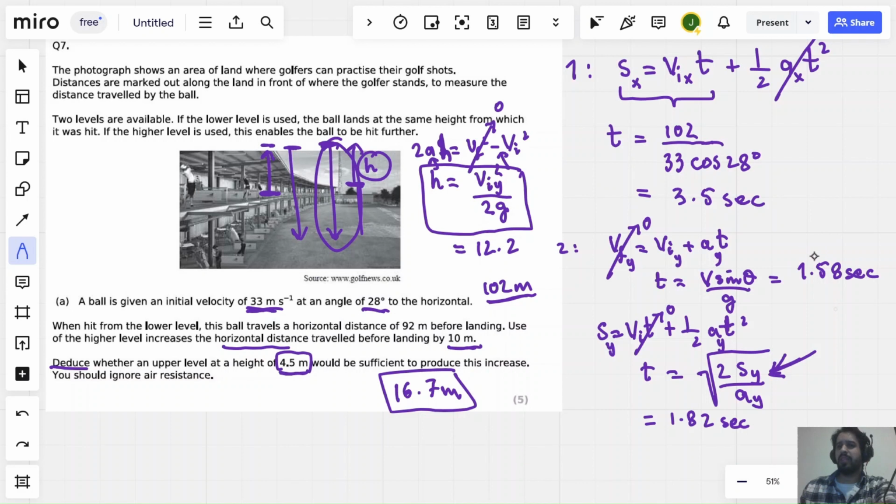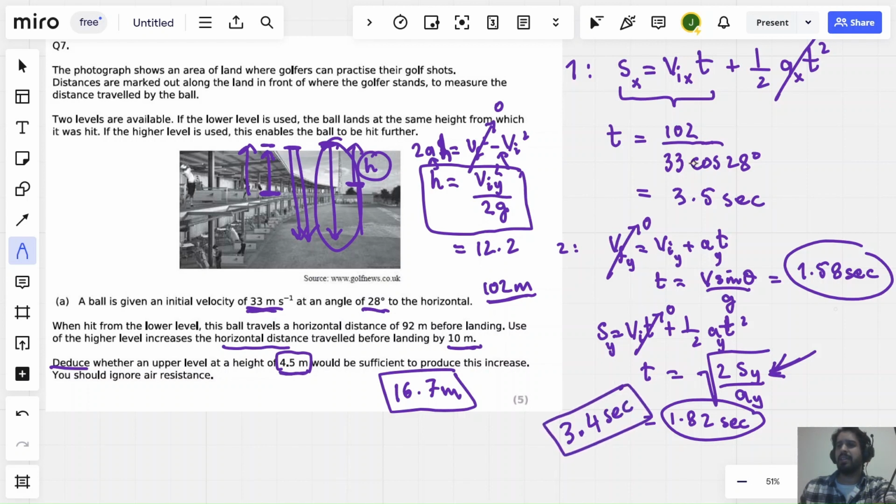Now to find the total time of flight, we have to add these two times: the time for the first half of our motion to reach the maximum height, and the time for the second half of our motion to hit the ground coming back from the maximum height. And if you add these two times, you will see that the time is 3.4 seconds. Do you remember the time that we need for the ball to remain in air is 3.5 seconds. But the actual time of flight, if you hit it from the 4.5 meter level, is 3.4 seconds. So as you can see, this time is not enough for it to cover extra 10 meters.